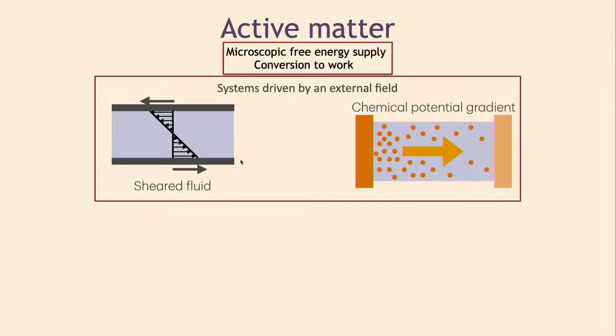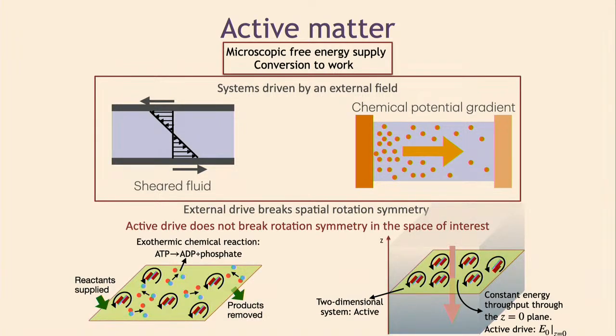So the difference is one of symmetry. If you have an externally driven system, the drive itself breaks the symmetry of the system, whereas activity doesn't break a symmetry of the system. So here in the bottom, the systems are in green, right? Activity is not breaking any spatial symmetry in this plane, okay? That is a fundamental difference, and that matters a lot, of course.